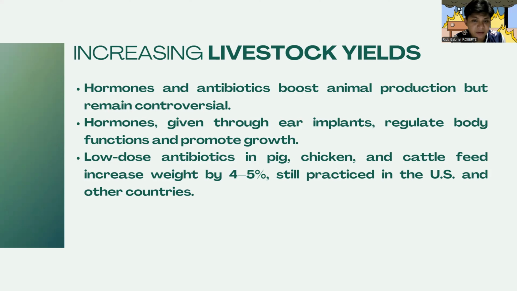Now, why is this controversial? Critics argue that using hormones and antibiotics may pose risks to human health. For example, excessive antibiotic use can contribute to antibiotic resistance, making it harder to treat infections in humans. But despite these concerns, this method is still widely practiced because it helps increase meat production and makes food more affordable in many countries.